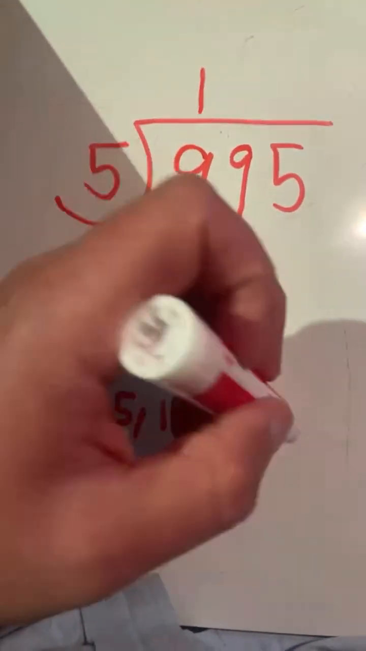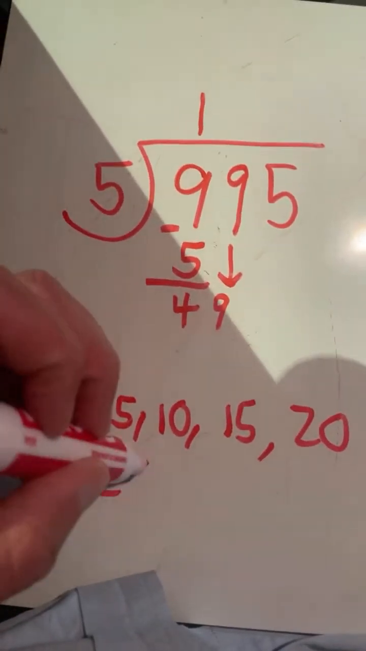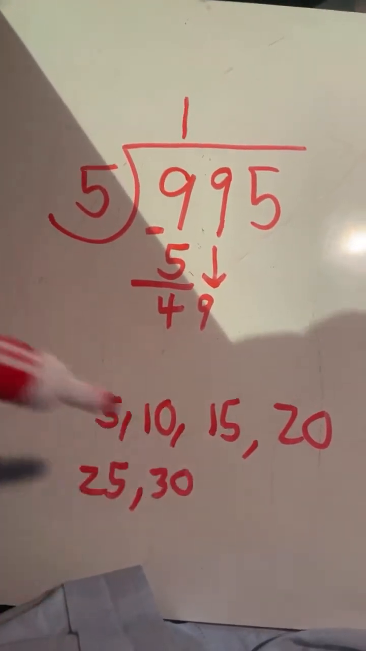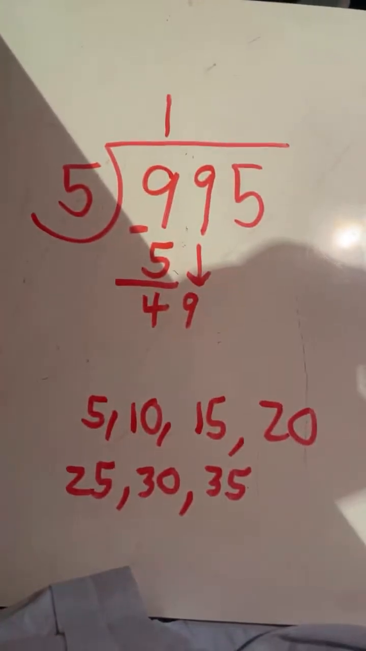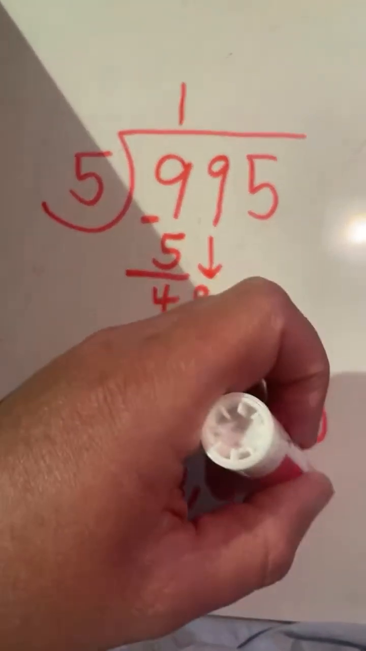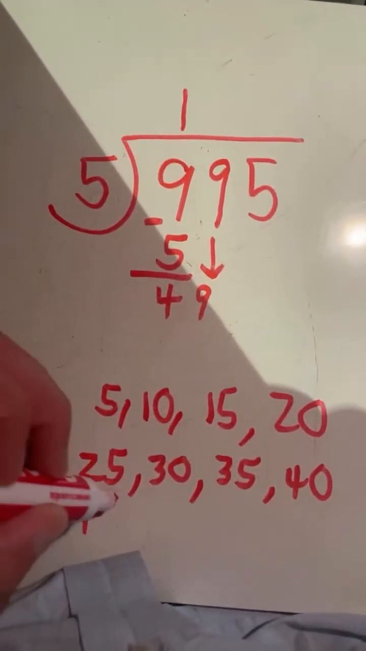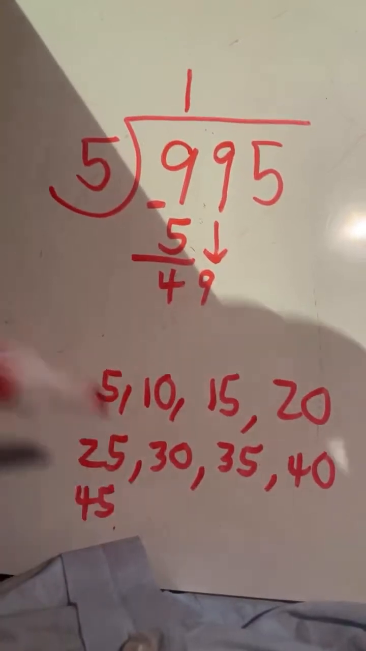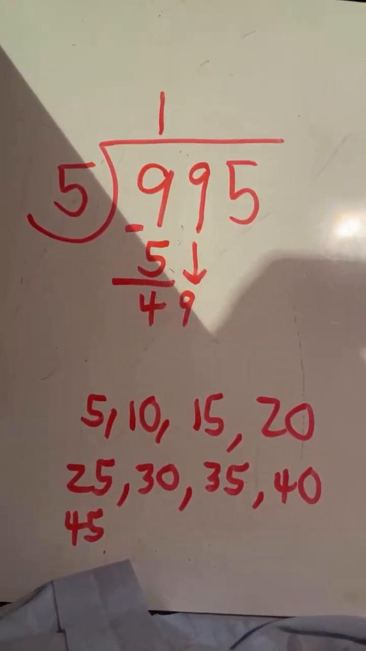15, three groups. 20, four groups of 5. 25, 5 groups of 5. 30, 6 groups of 5. 35, 7 groups of 5. 40, 8 groups of 5. 45, 9 groups of 5. Now if I count by 5 again, I'll be at 50. 50 would be 10 groups, but that's too far.